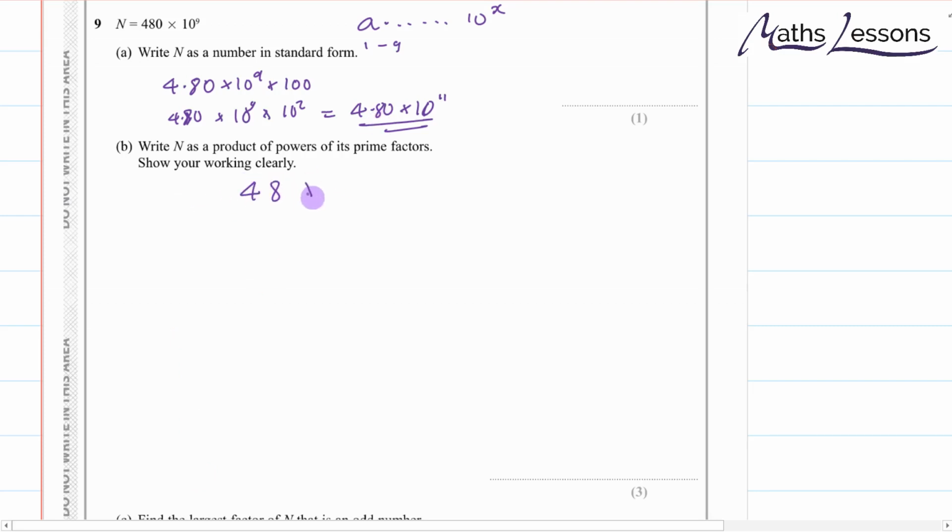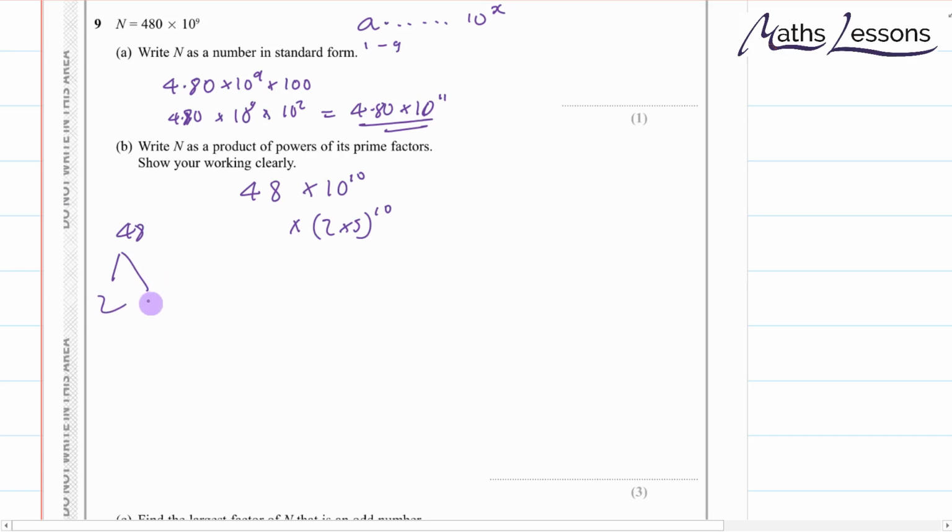Write it as 48 times 10 to the 10. So it's in between these two. Get rid of the 0, because you don't need to do that, because it can be a nice 10. And then you just realise that 10 to the 10 is 2 to the 10 times 5 to the 10. So I better do this properly, because you'll make mistakes. We've got 48 over here, which we want to prime factorise.